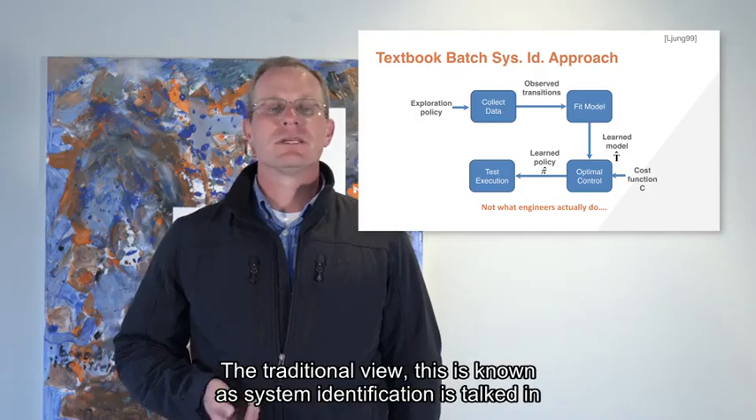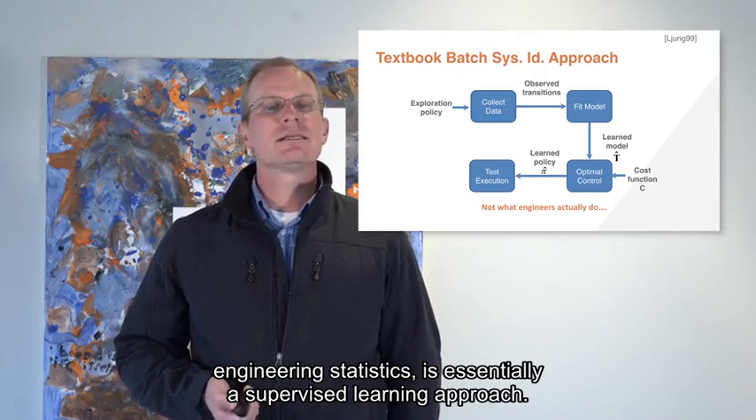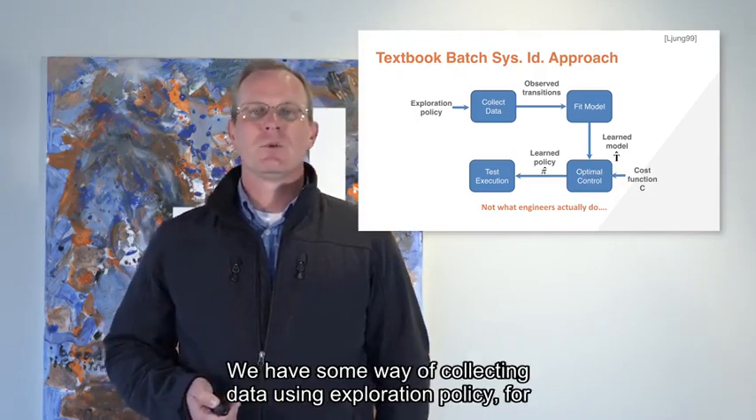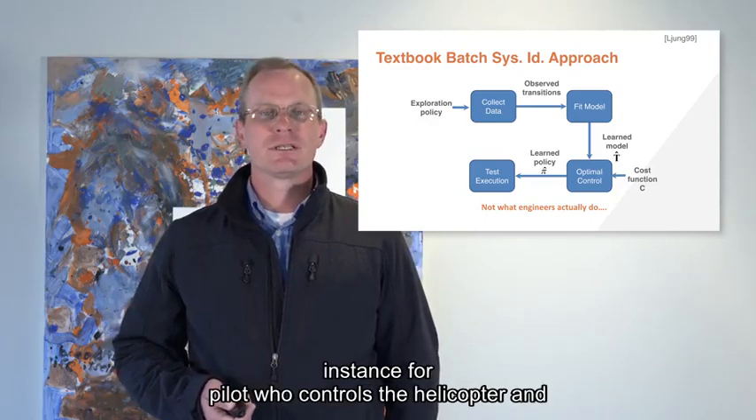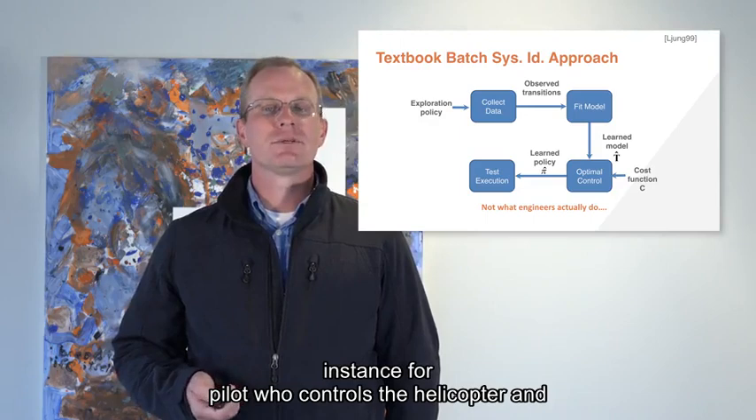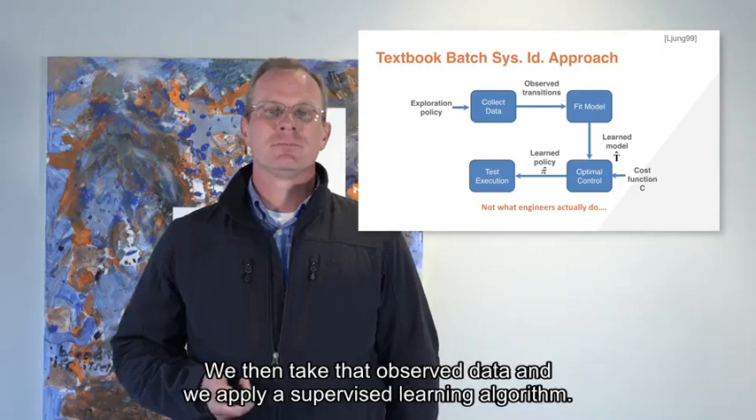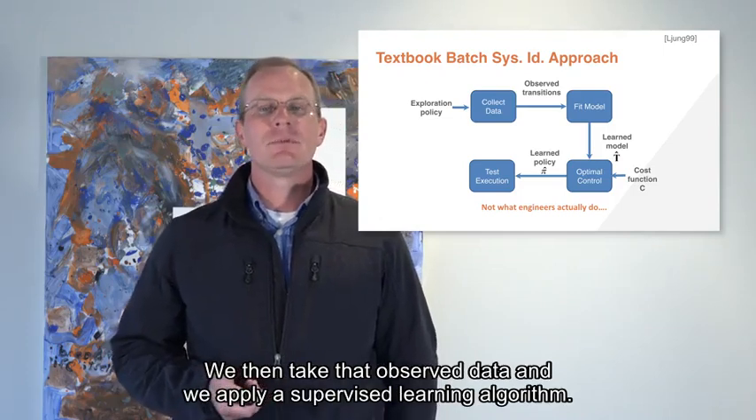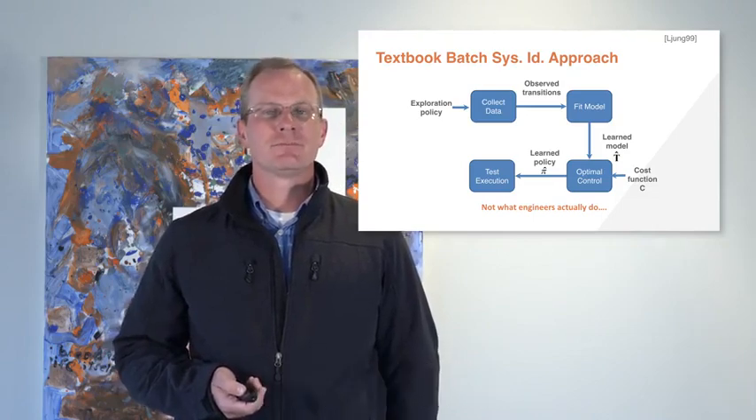The traditional view of this is known as system identification, and it's taught in engineering statistics. It is essentially a supervised learning approach. We have some way of collecting data using an exploration policy. For instance, a pilot who controls the helicopter and induces deviations in those controls to explore the space of states. We then take that observed data and we apply a supervised learning algorithm. Imagine, for instance, applying linear regression.